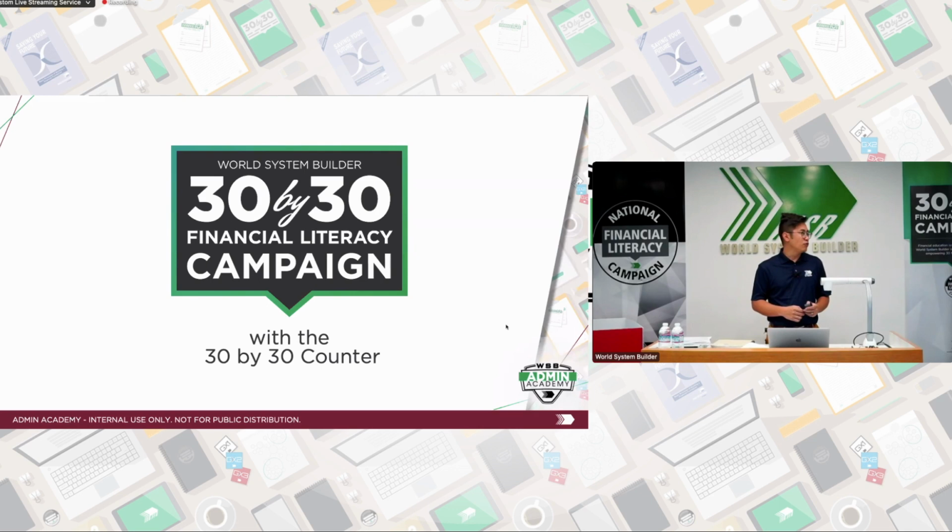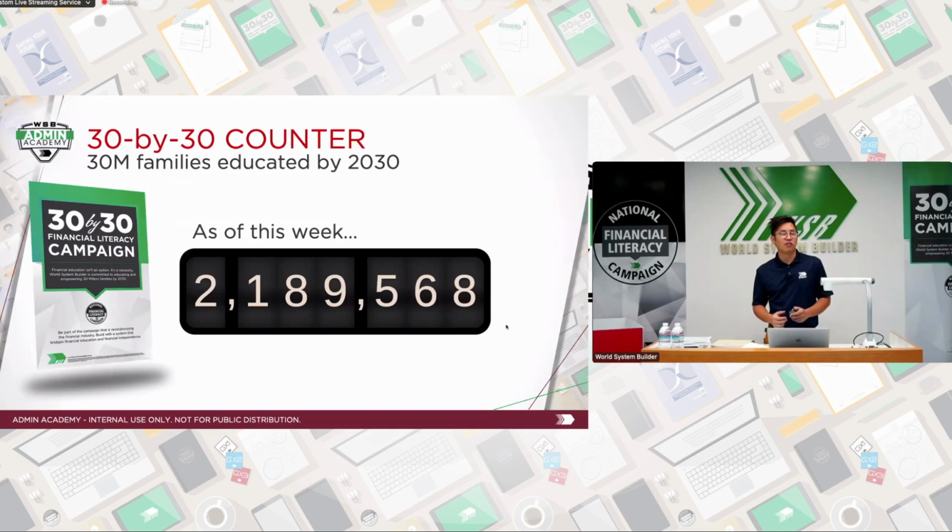With that said, let's move over to 30 by 30. Educating 30 million families by the year 2030. Whew. That's a big one, but doable. So right now, as of this week, we're at 2,189,000 and change, and climbing. You can see this on worldsystembuilder.com or our previous site, 30m.worldsystembuilder.com.